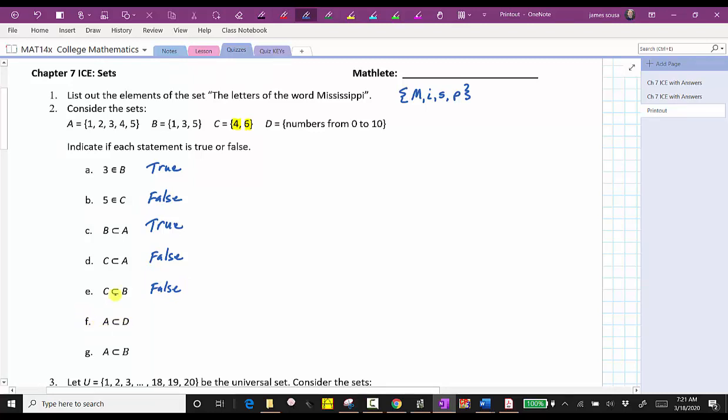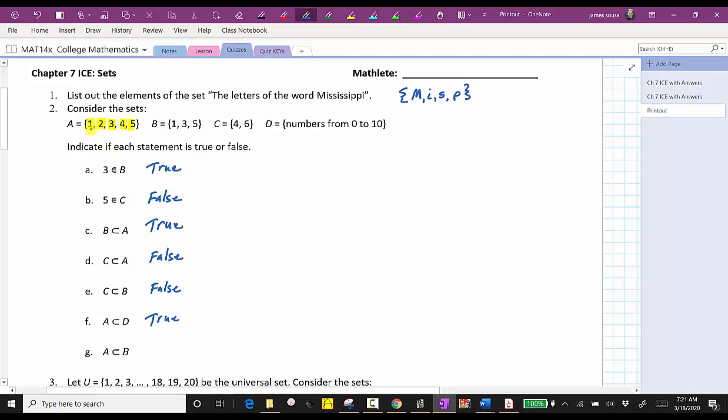Next, A is a proper subset of D. A contains the elements 1, 2, 3, 4, 5. D contains the numbers 0 to 10, meaning 0, 1, 2, 3, 4, 5, 6, 7, 8, 9, 10. All the elements in A are in D, and the two sets are not identical or not the same, and therefore A is a proper subset of D. This is true.